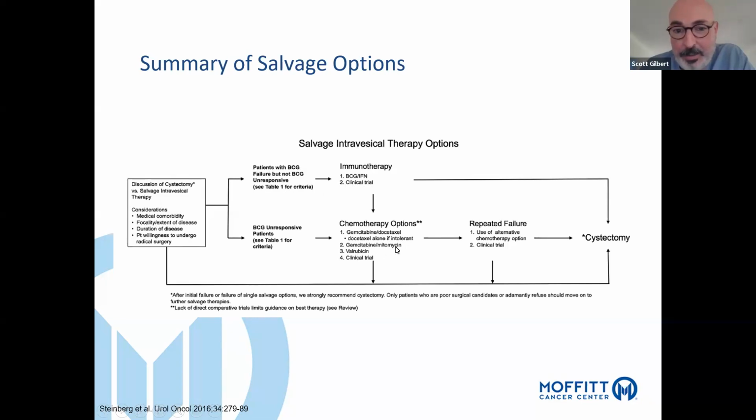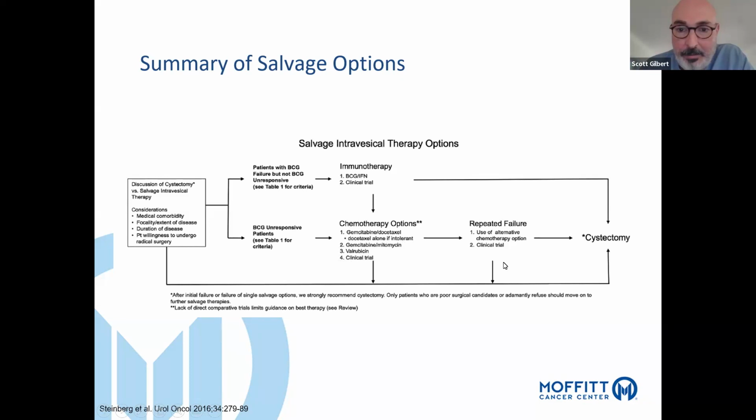I think Gemito is no longer really used because, as I said earlier, gemcitabine has basically replaced mitomycin, and then valrubicin, very low response rates. I think its utilization in the US is pretty low. I'm not sure if you guys use it. You can tell me in the comment section. And then obviously clinical trials.